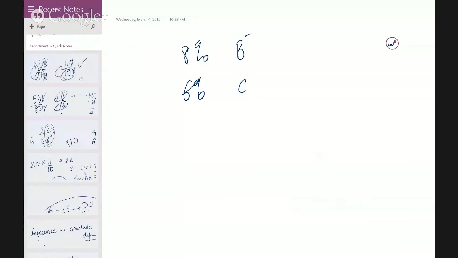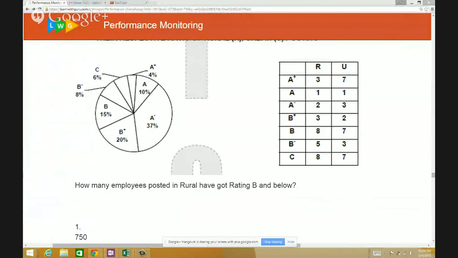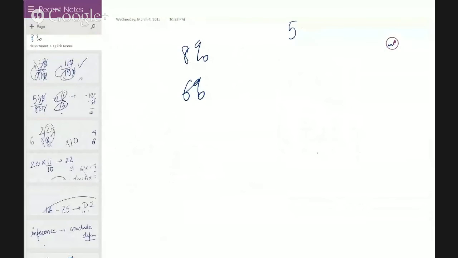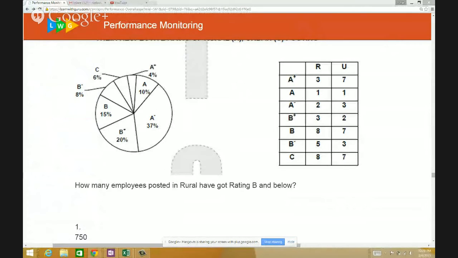B minus and C. Sorry. Okay. Now look at the ratio given to you: 5:3, 8:7. Okay, for the rural it is 5:3, 8:7.